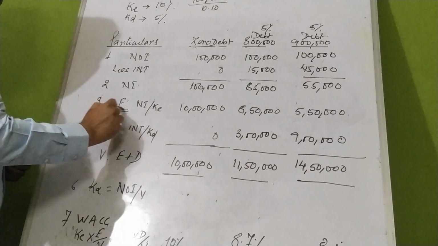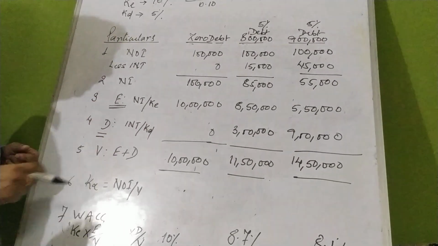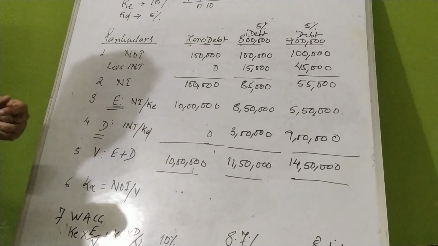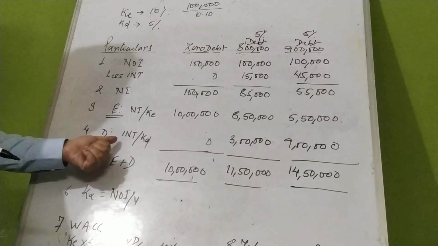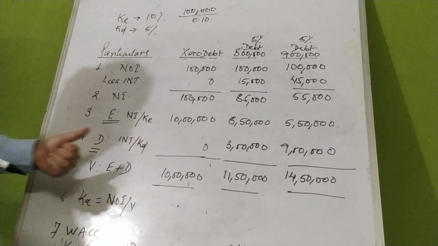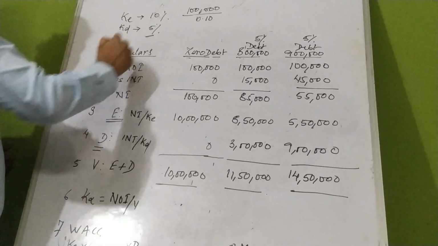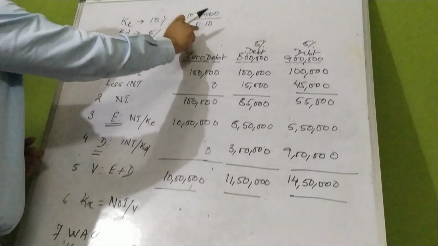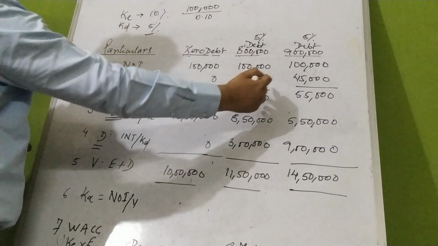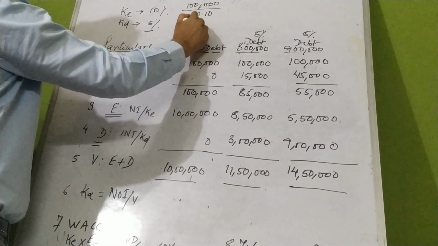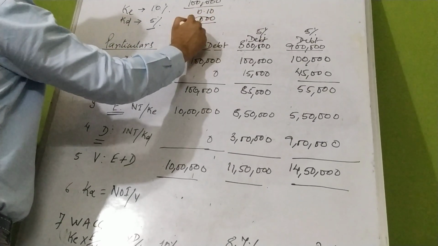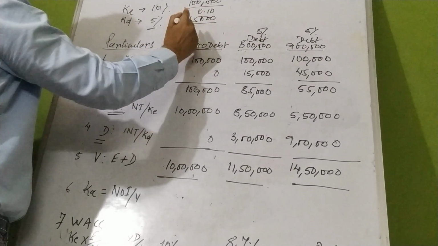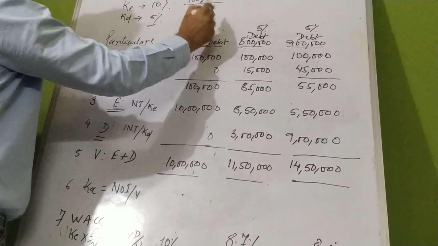Now you have calculated the value of equity. The next step is to calculate the value of debt. I already told you the formula for the value of debt. It is interest divided by the cost of debt. Since we know that the cost of debt is 5%, again we have to use cost of debt in fractions, not like in this case 15,000 upon 5. No, not like this. We will use it in fraction 0.05.